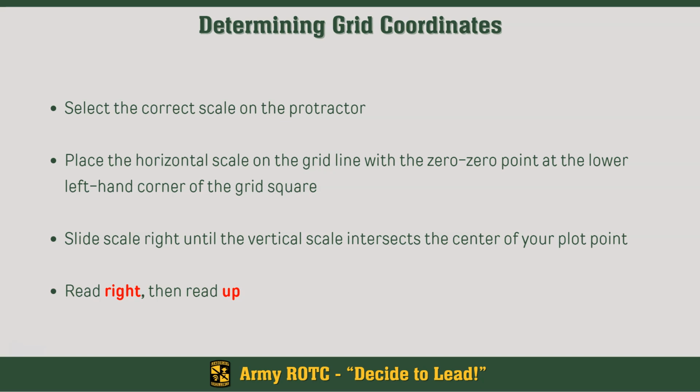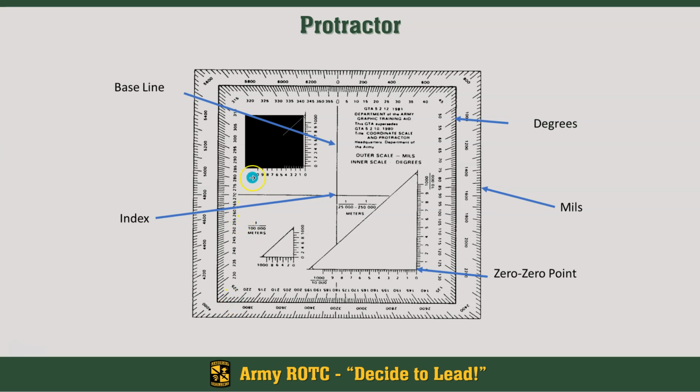If you're looking at your grid lines on a map, the 10 on each protractor, or the 1,000 here, this last mark right here should line up perfectly with a vertical grid line. And this last mark right here should line up perfectly with a horizontal grid line. So you can figure out which triangle you need to use by lining this up and lining this up. If it fits perfectly in the square, you've got the right one.